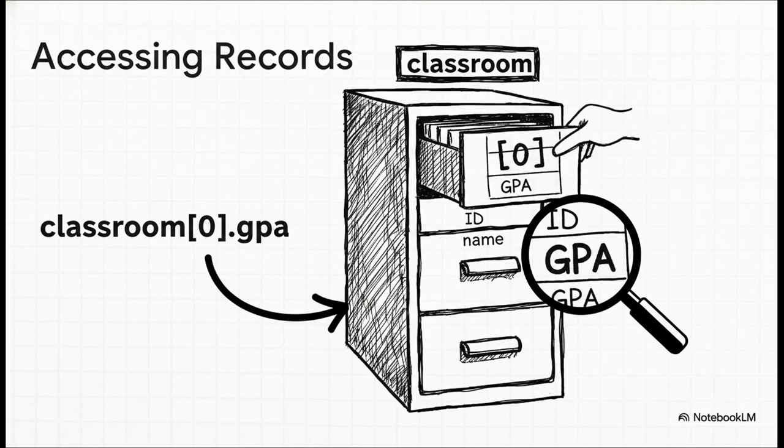And the beauty of this is how crazy organized it is. If you want to get the first student's entire record, boom, classroom[0]. The second, classroom[1]. It's that easy. And if you need a specific piece of info, like the GPA of that first student, you just chain it together with a dot, classroom[0].gpa. It's super direct, super clean.